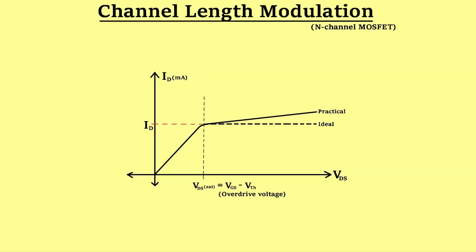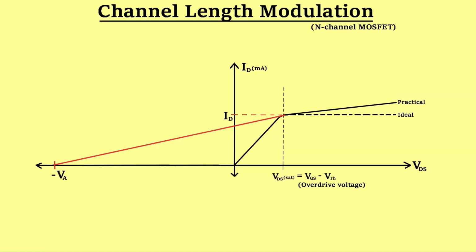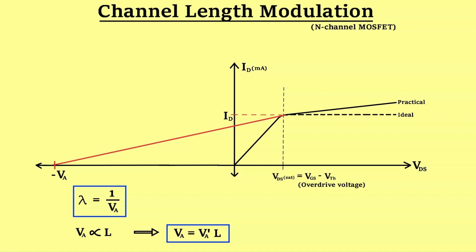If we talk about the channel length modulation constant, then we can find its value by using this graph only. We have to extend the graph of the practical case and mark the voltage where the extended line cuts the x-axis. Let it be equal to negative of VA. The channel length modulation constant will then be equal to 1 upon VA. Also, this voltage value is actually directly proportional to channel length. We can modify this relation into an equation by introducing another constant.